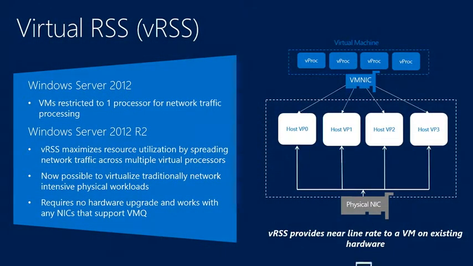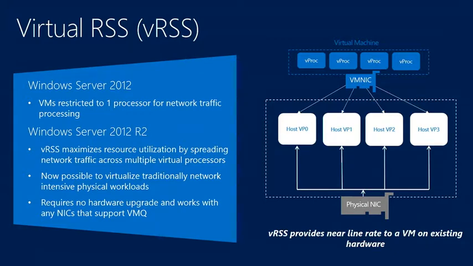So vRSS. Those of you that are using Windows Server 2012 might have noticed that VMs right now in Server 2012 are restricted in the way that they process network traffic to using only one processor. How many processors do you generally have in your servers today? At least 4, right? Most of the time. So what's happening is that we're not utilizing the processors, so we're not getting the best performance that we can.